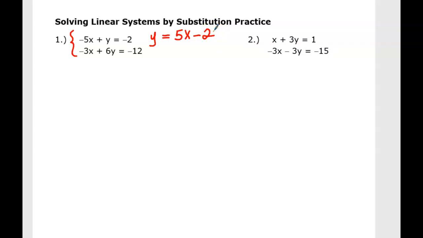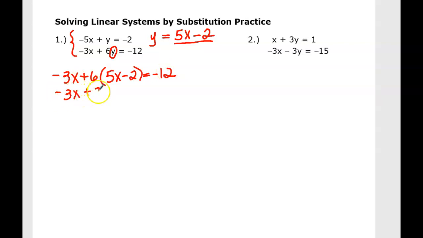Because I solved for y in the first equation, I'm going to circle the y in the second equation. And that's where I'm going to substitute in the expression 5x minus 2. So negative 3x plus 6 times my y, which is 5x minus 2, and that's going to equal negative 12. Now I've got one variable, so I can solve for one variable by distributing.